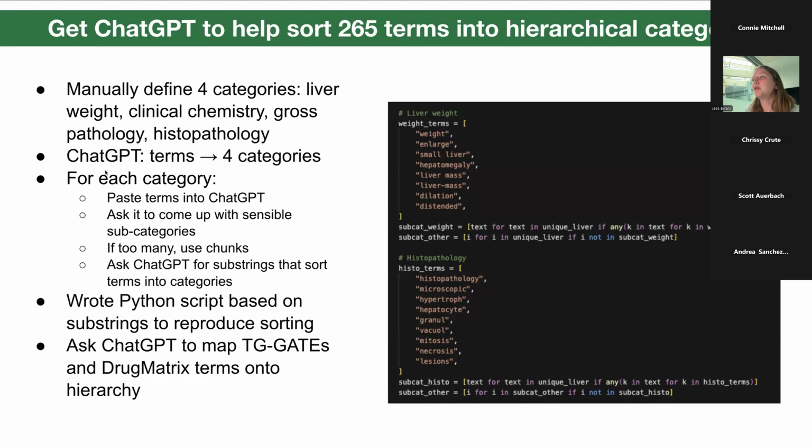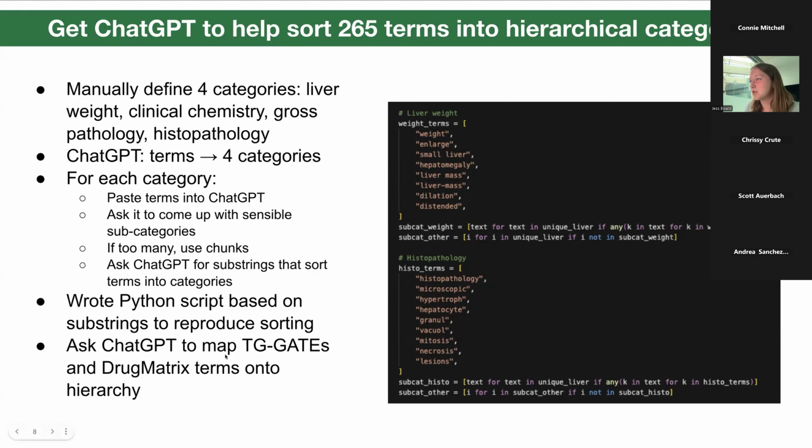And then for each of those larger categories, I pasted the terms into ChatGPT again in batches of 50 and asked it to come up with sensible subcategories. So I told it to avoid categories with a single term. I wanted it to come up with biologically relevant groupings. And then I also asked ChatGPT for substrings that sorted the terms into those categories. And with this, I wrote a Python script based on the substrings to reproduce the sorting. So now the whole logic is captured, it's in a GitHub repository, and you can rerun it. So there's a record of how this was done.